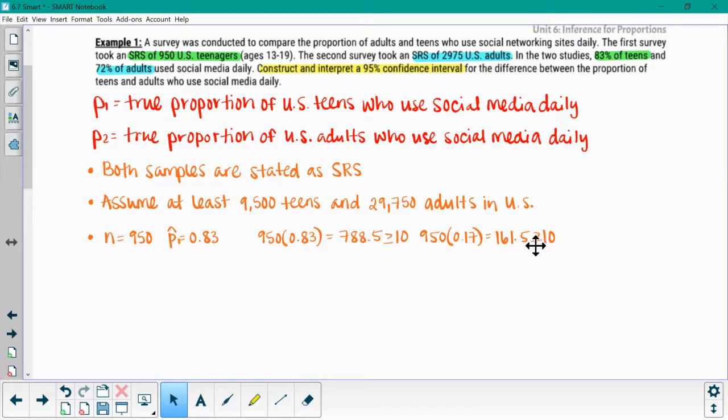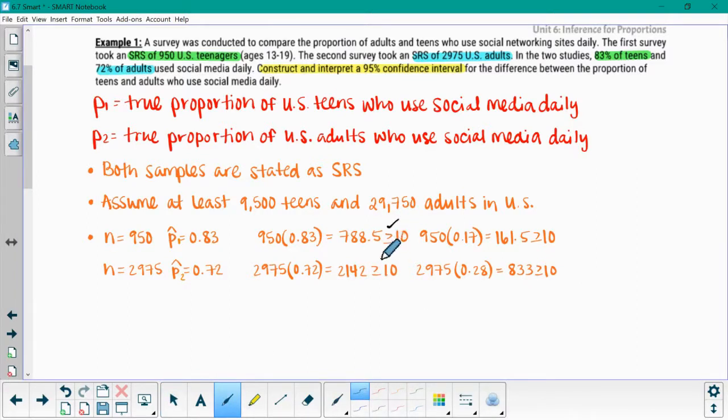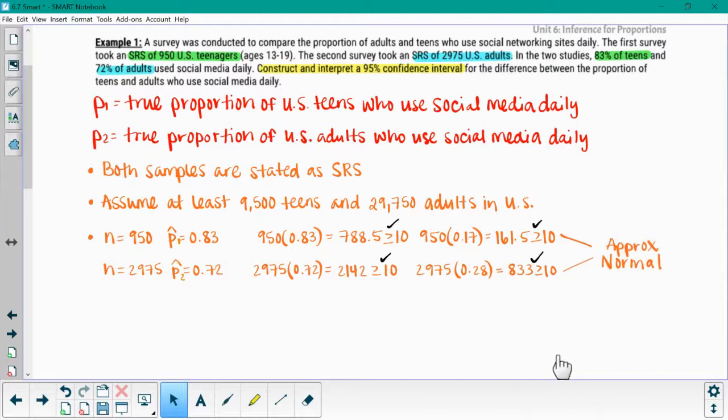I do the same thing for my adults, where my sample was 2,975, and my p2 hat was 0.72, gives me 2,142 and 833, which are both greater than 10. And when I have all four inequalities deemed to be true, we can say that our distribution is approximately normal.